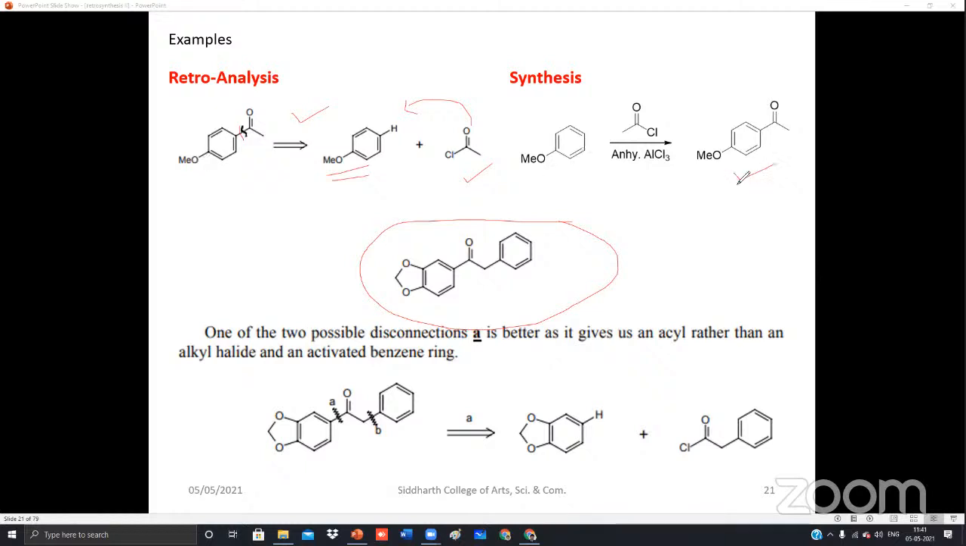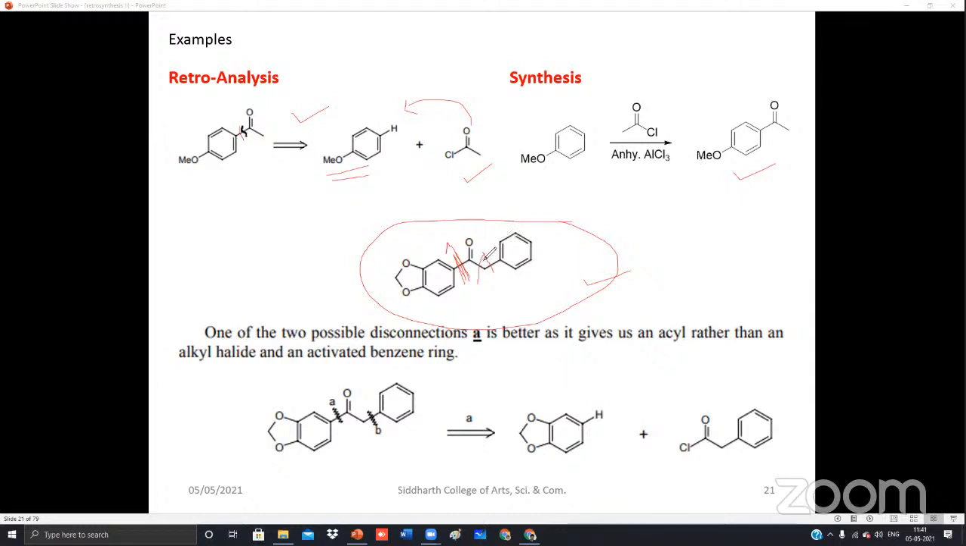Now, this reaction is related to these molecules. How? Now, if you are targeting these molecules, you will disconnect over here, or you will disconnect over here, or it may be possible here. Now, if I disconnect over here, particularly this A route, what will I get? I will get an acyl group. This acylation, I will do it here in a similar fashion.